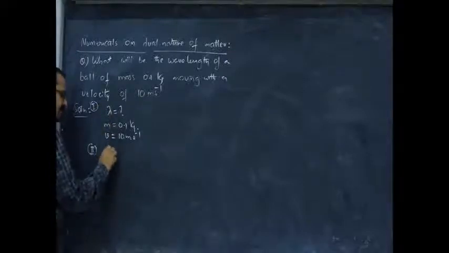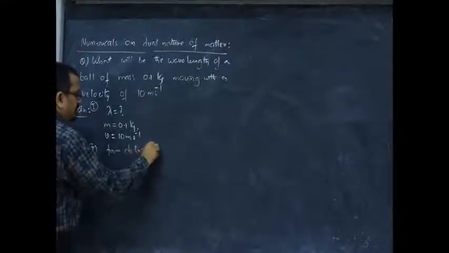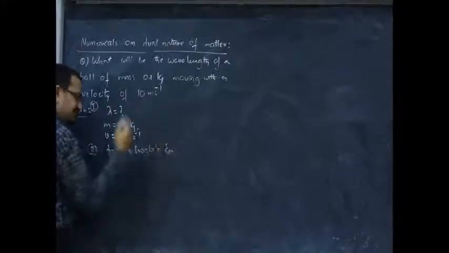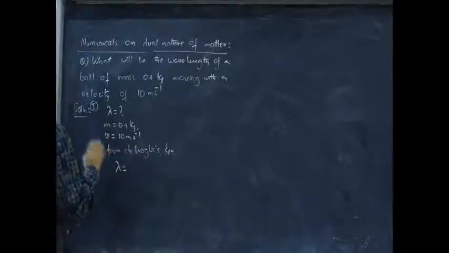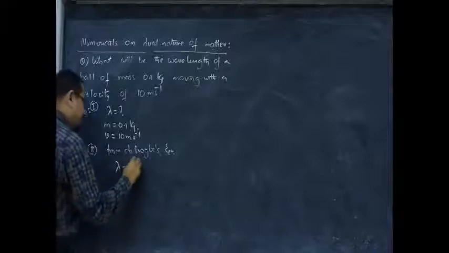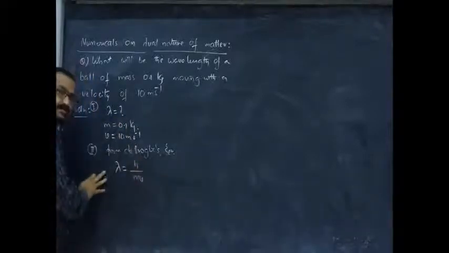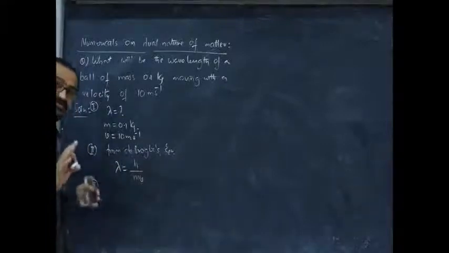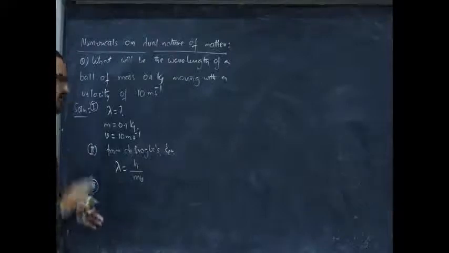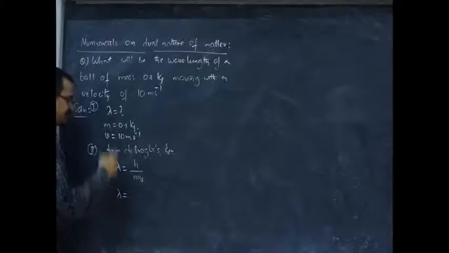From de Broglie's wavelength equation, we have lambda equals h by mv. So, this is step 2. Now, step 3 is, see, for every step there is a weightage, the blueprint will be given from the board. So, step 3 is substitution.